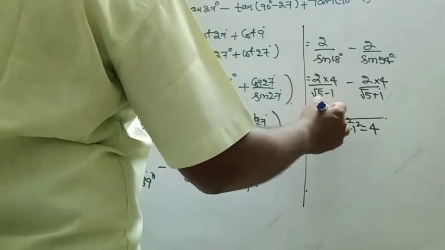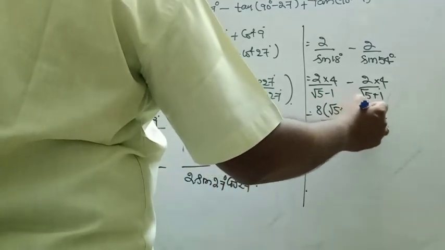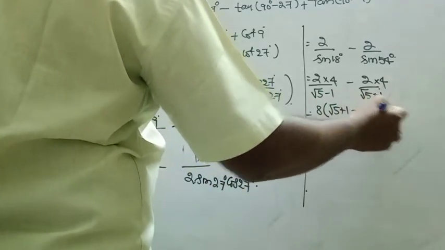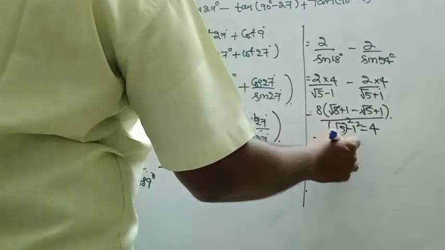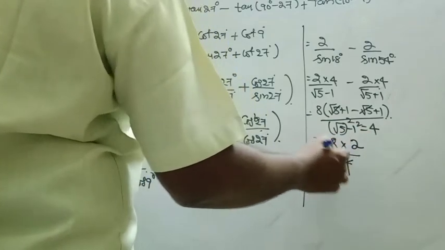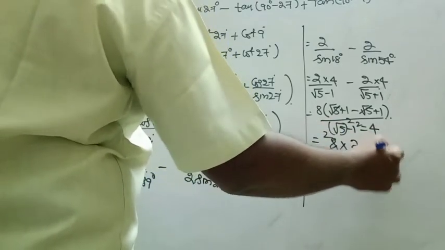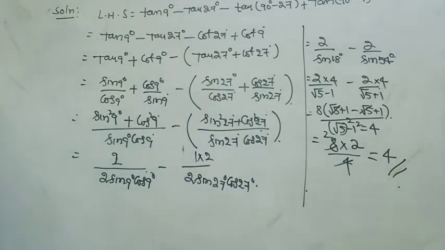Right, this is equal to, my dear students, 8. If we take root 5 plus 1 common, we will have minus of root 5 minus, that means plus 1 minus root 5, this will cancel here. Now you have got 8 into 2 by 4, now 2 into 2, 4. Beautifully we have got this problem. See how beautifully we have got this problem, my dear students.